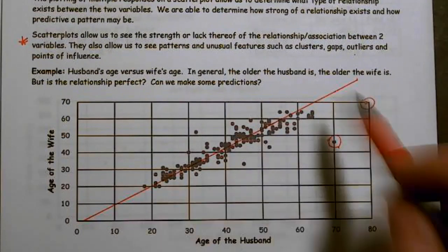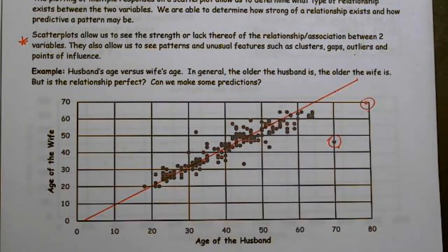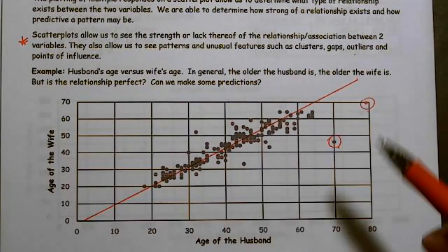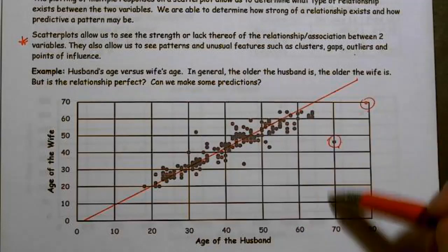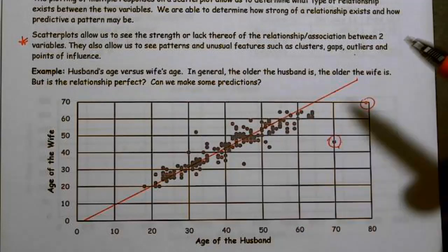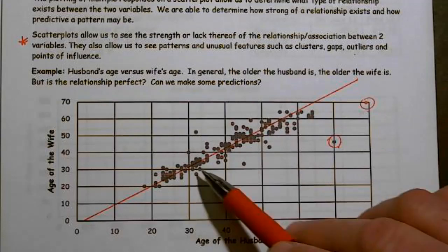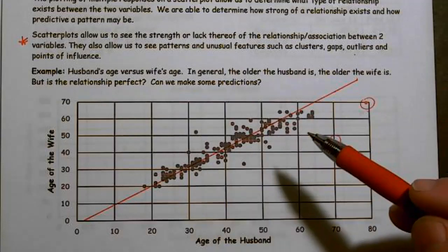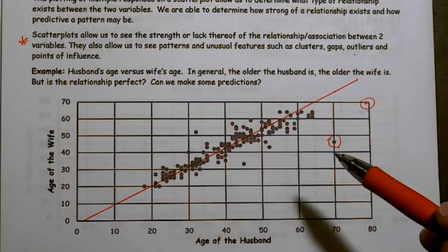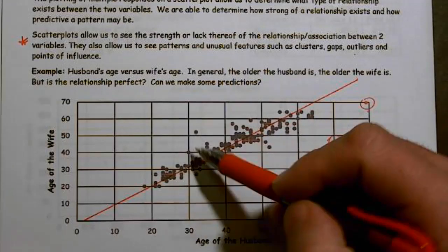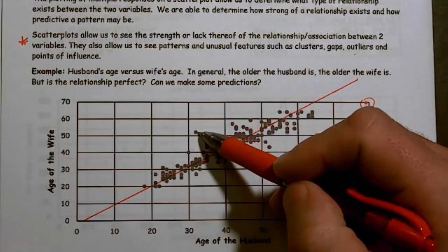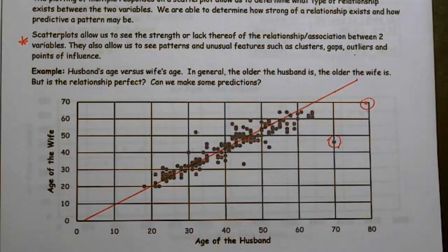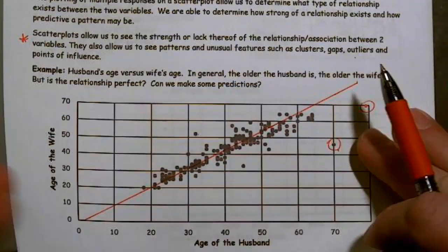Again, we can look at this and go, you know what? We can make some sort of a prediction. We can say, hey, the older the guy is, we would expect the older the woman is. But it's not perfect, because not every single point lies on the line. But we do see a general trend. And sometimes we see the wife is much older than the guy. But that's just the way this worked out. We can generally say that the older the husband, the older the wife tends to be.